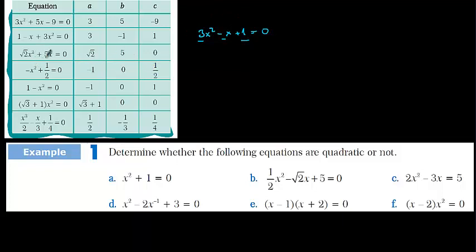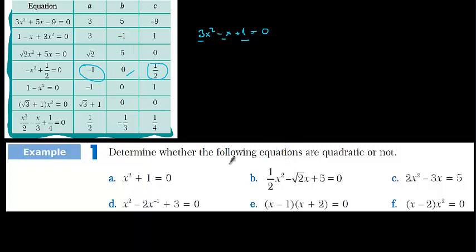Then root 2 x squared plus 5x plus, we don't have any c number here, it means that c is equal to 0. So root 2 is the coefficient of x squared, so it's equal to a, and 5x is 5 times x, so the coefficient of x is equal to 5. Here, minus x squared plus 1 over 2: minus 1 is the coefficient of x squared, so it is the a value, and 1 over 2 is the constant term here. That's why the c value is equal to 1 over 2, but there is no coefficient of x, so we are going to accept that b is equal to 0.